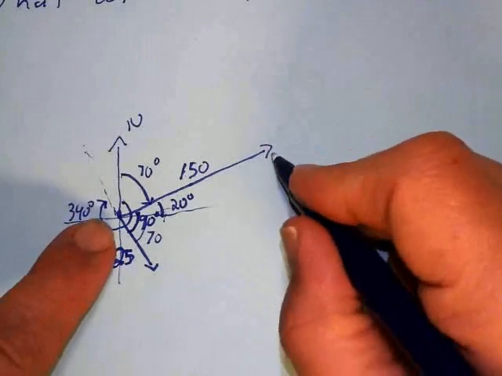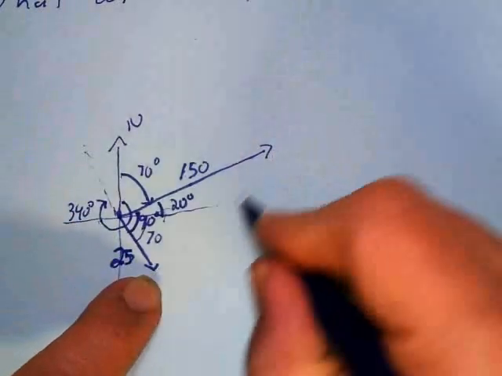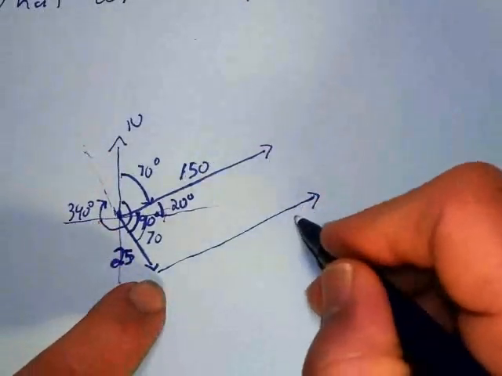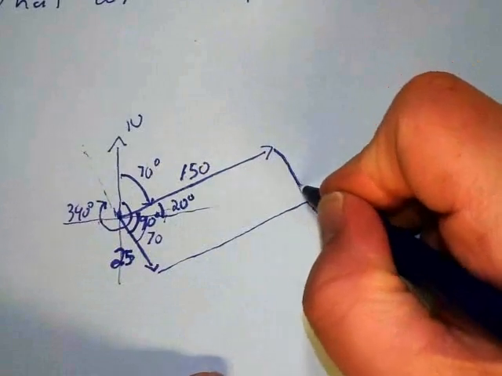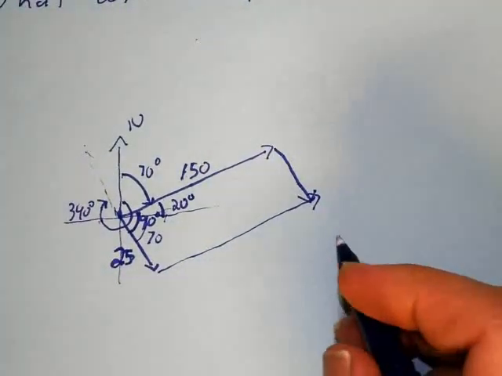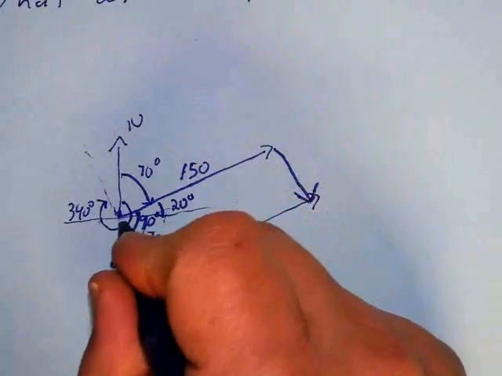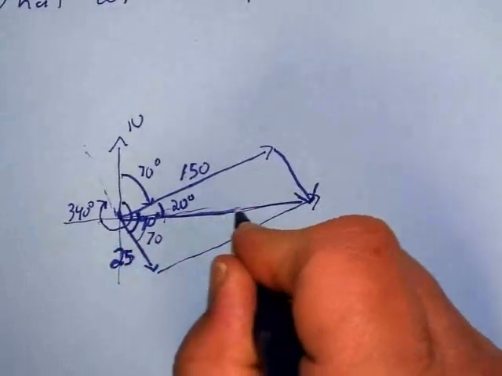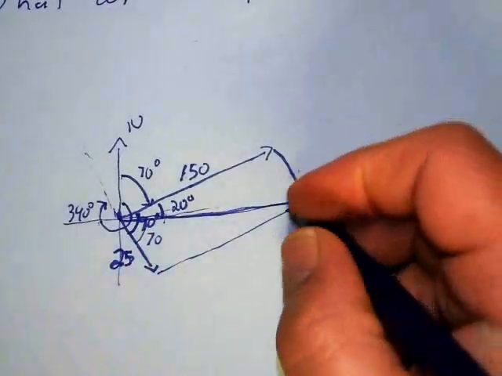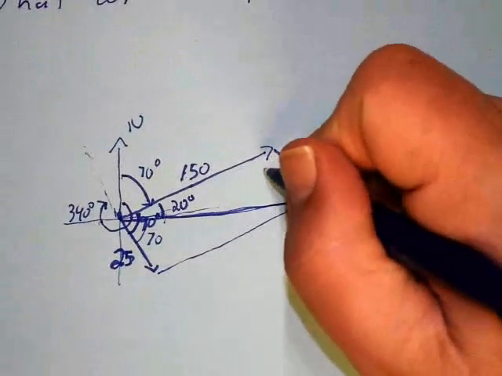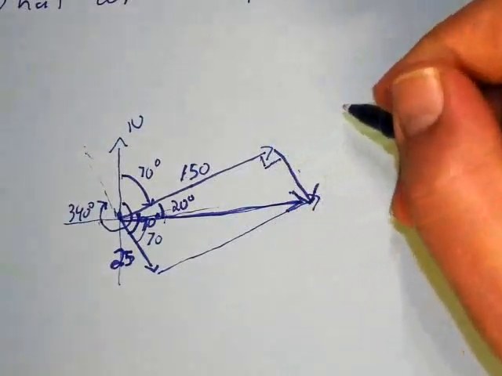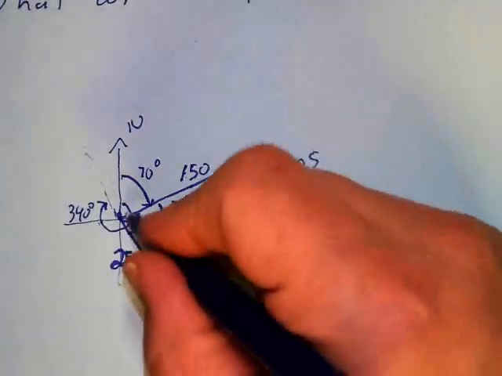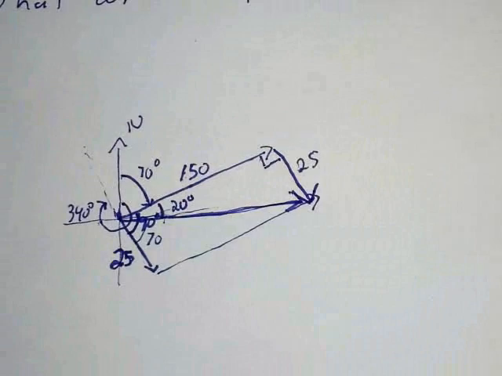So now what I'm going to do is make my parallelogram. Placing that on there and placing this on here, my resultant vector is going to be the diagonal of this. But this is actually a rectangle now. That actually makes our job a little bit easier. So this is 25, that's 150. To find the resultant, I just need to use the Pythagorean theorem.